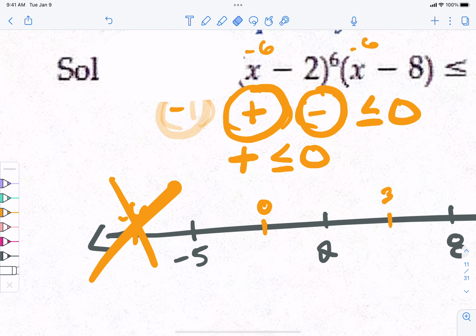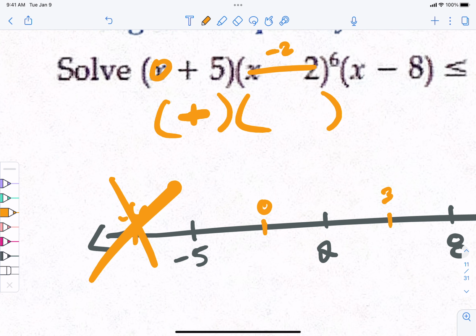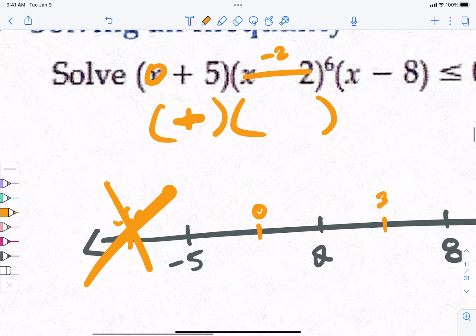We're going to do the same thing again. Now we're starting with 0. If I take 0 plus 5, is that a positive number or a negative number? 0 plus 5 is a positive number. 0 minus 2 is negative 2, and if I take that to the 6th power, that will be positive. It'll be positive, whatever 2 to the 6th power is.